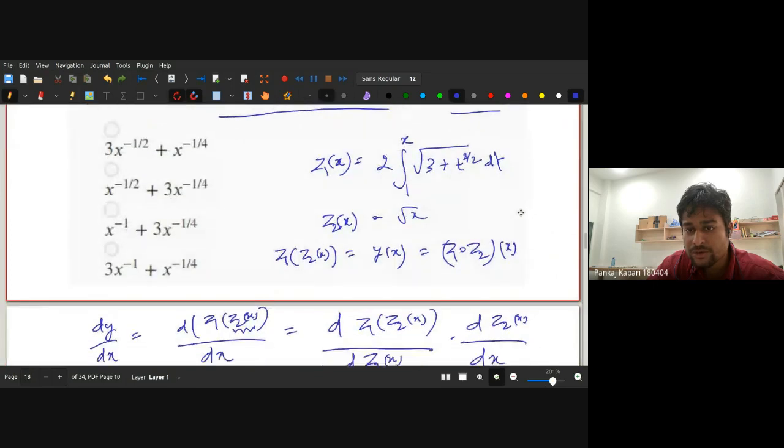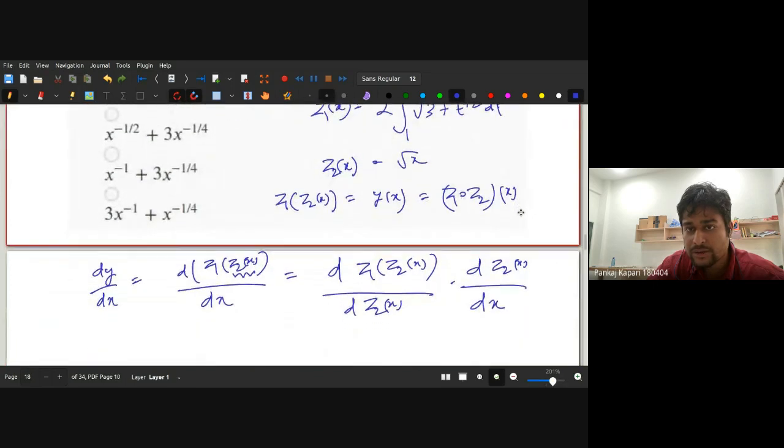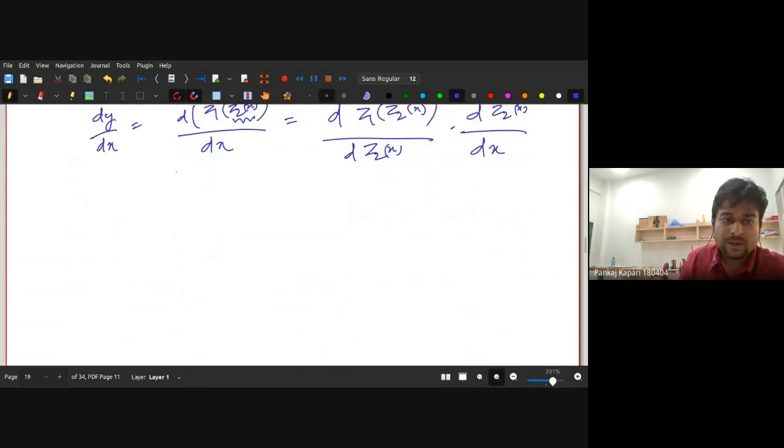So what was z1? We have to differentiate z1 first, right? Here we'll just recall again the fundamental theorem of calculus. One theorem we have already recalled. There are two parts.